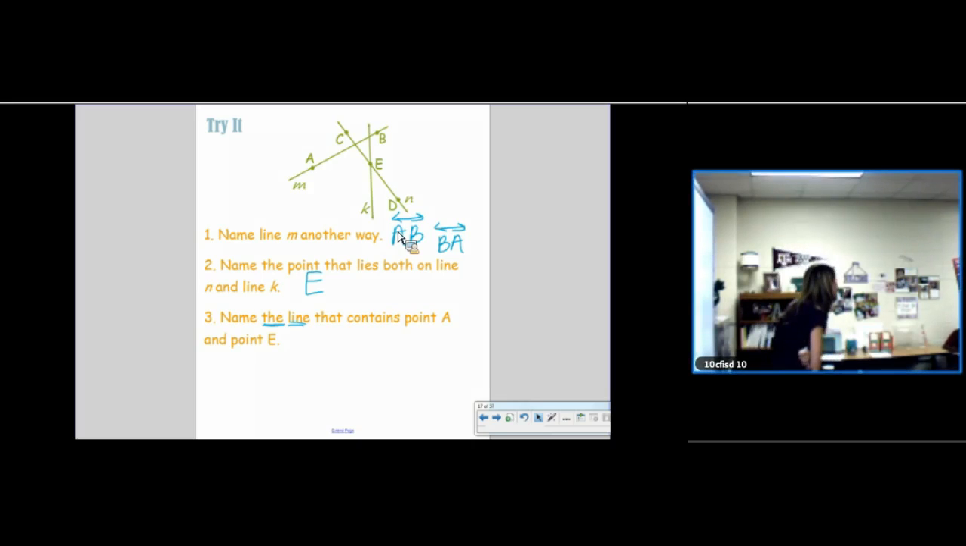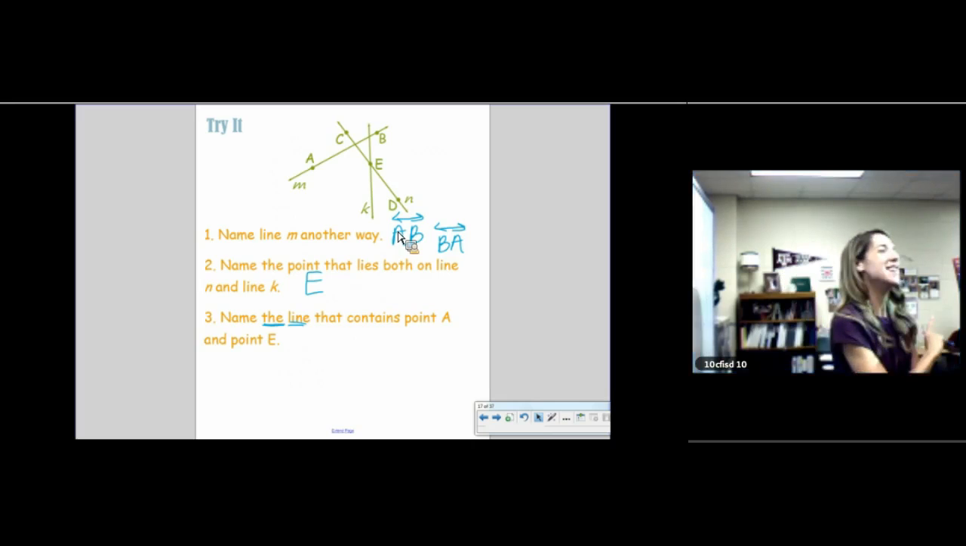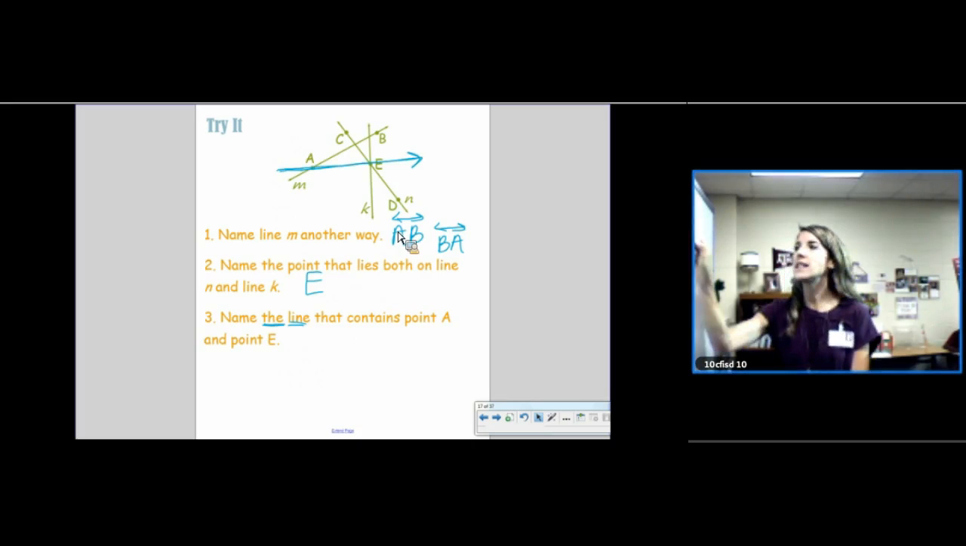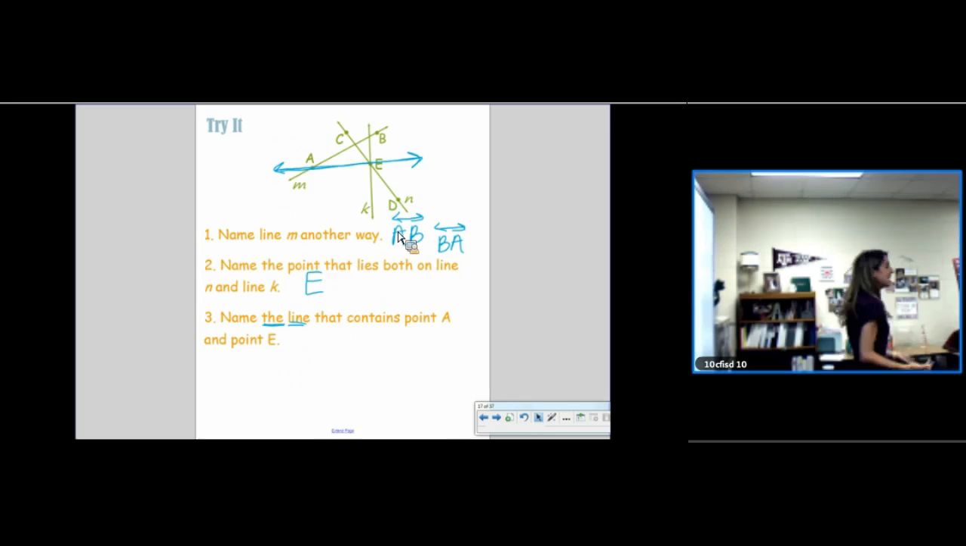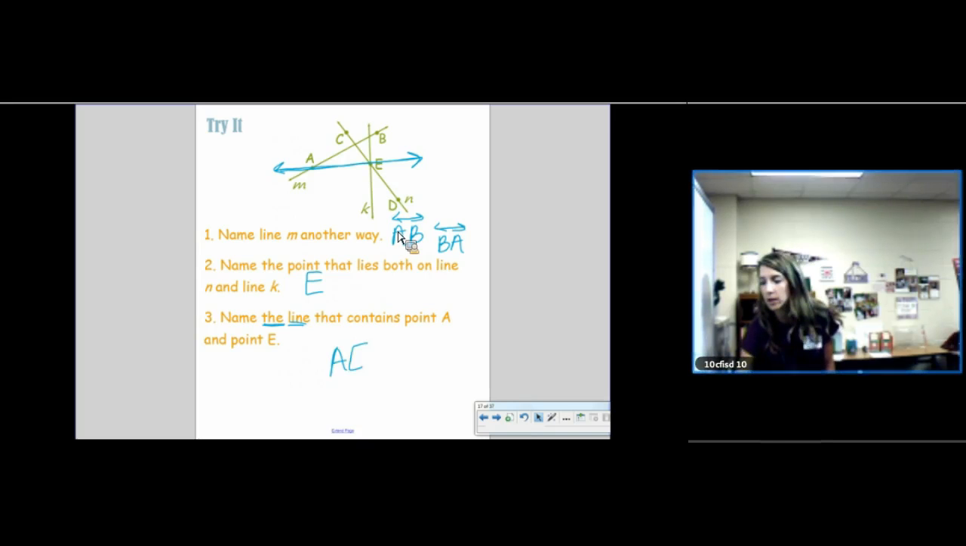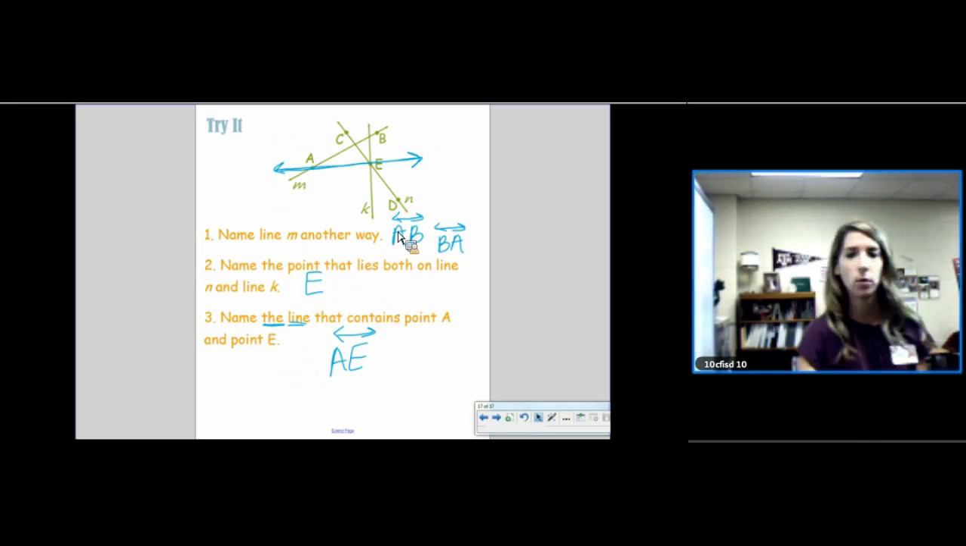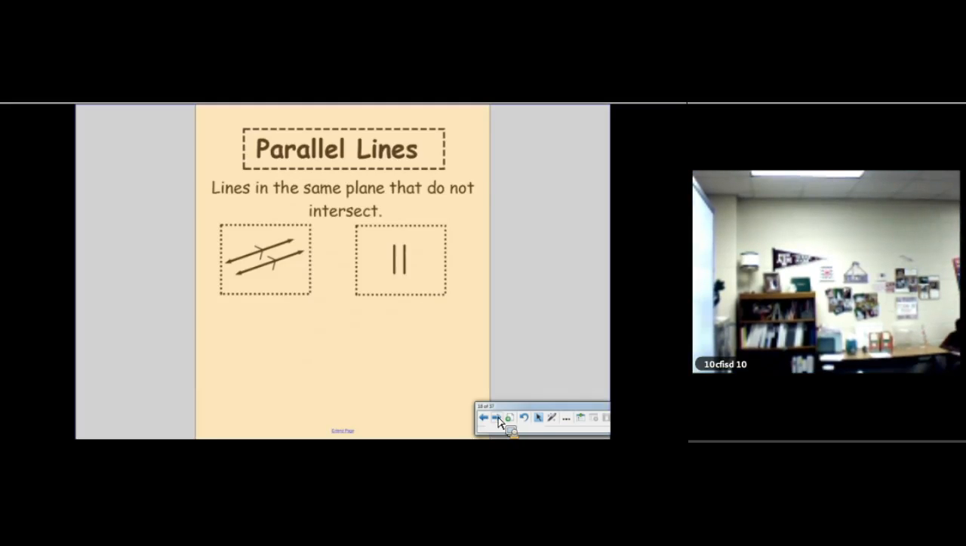But it does exist. Just because it's not drawn doesn't mean it doesn't exist. So yes, there sure is a line, and there it is right there. It wasn't in the picture before, but the line does exist. I can connect A to E. So let's name that line. How do you name a line? Two capital letters with a line on top. So there we go. We just named the line that contains points A and E.